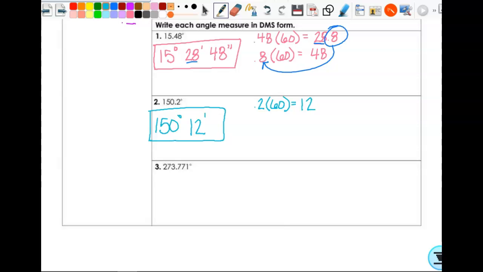So if you get a whole number for the minutes, there aren't any seconds because it's just right on there. Okay? Easy enough? All right. Y'all do number 3.